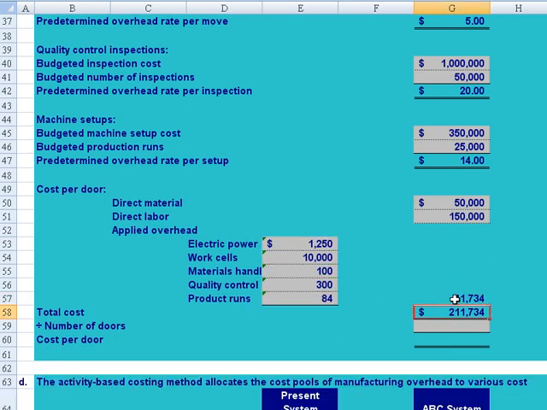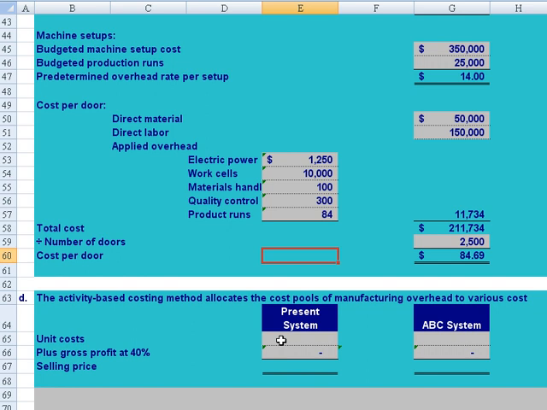There's a nice formula. Though, because this template is checking for errors, there's an if-then logic added to it. But essentially, we're just adding up these values. And then we divide by the number of doors, which was 2,500 on the order. And we come up with a cost per door of $84.69. Okay, so then on Part D, we're going to compare the results.